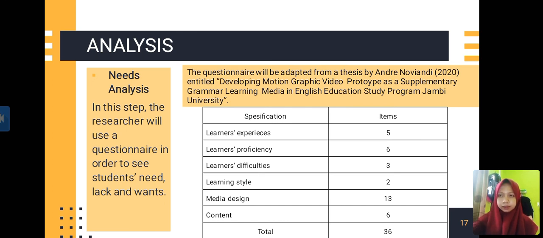First is need analysis. In this step, I will use a questionnaire in order to see the students' needs, lacks, and wants. The questionnaire will be adapted from a thesis by Andre Noviandi in 2020, entitled Developing Motion Graphic Video Prototype as Supplementary Grammar Learning Media in English Education Study Program, Jambi University. So this is the framework of the questionnaire. There are a total of 36 items. The specifications are learners' experiences, proficiency, difficulties, and learning style, media design, and content.